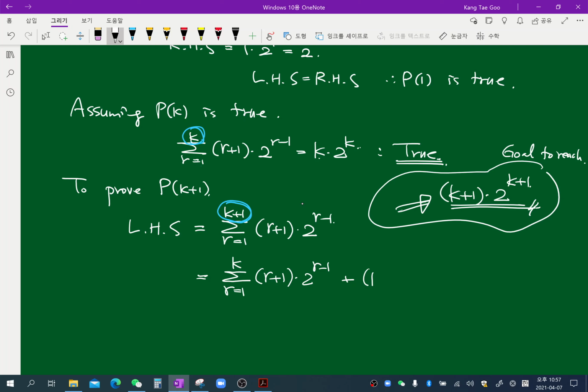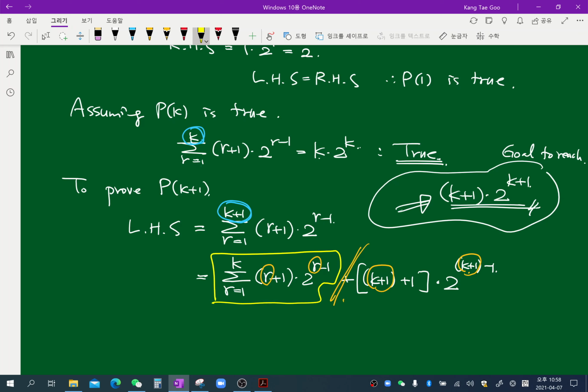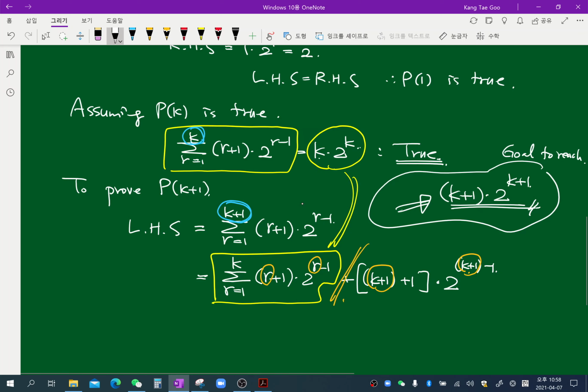So we plug k plus 1 into r, right? So that gives k plus 1 plus 1 times 2 to the power of k plus 1 minus 1. We plug k plus 1 here and here, and we split into two, right? Then this merge is exactly the same as this one, which means we can replace this yellow box by k times 2 to the power of k, correct?